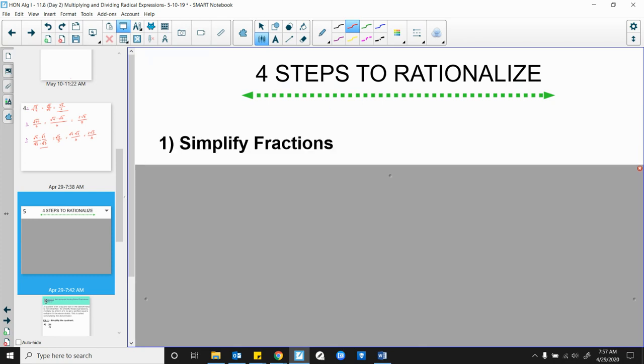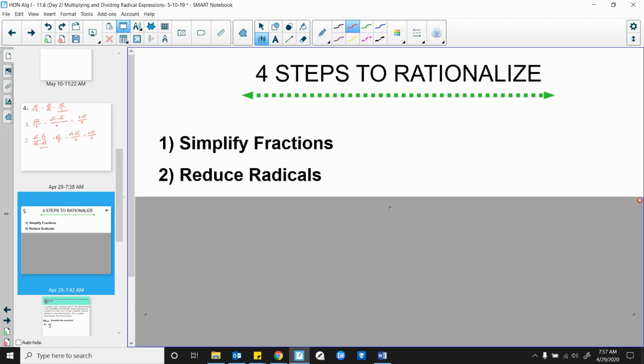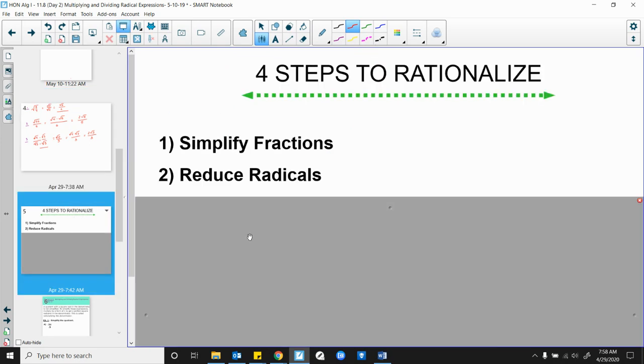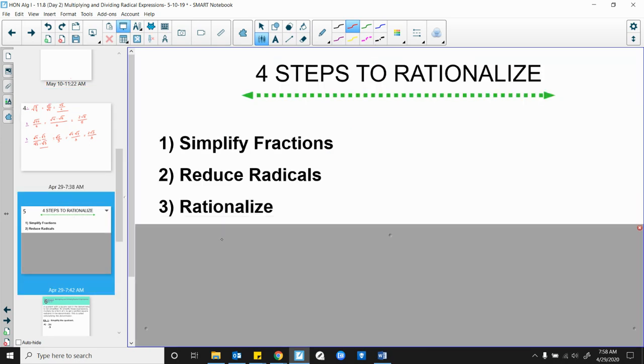So, to start out here, the first step is to simplify any fractions both in or outside of the radical. Simplify all your fractions first. Step 2 is to reduce any radicals. That would be to make sure that there are no perfect squares that can be divided out, like we did in step 2 here. So reduce any radicals. Step 3 then is to rationalize.